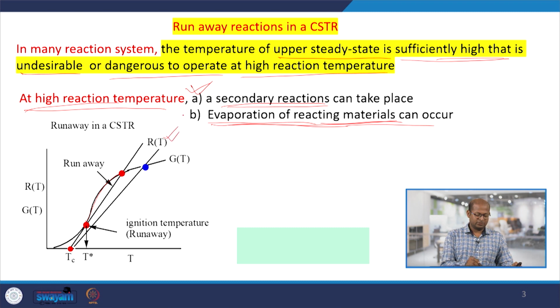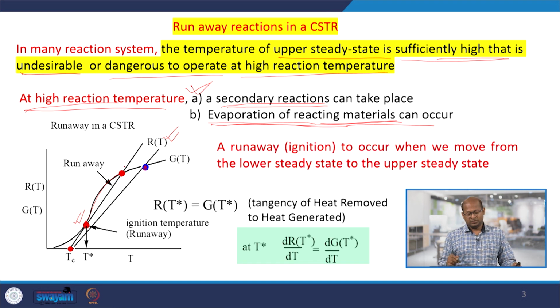This is very good, but here the steady state temperature is also very high. If we operate the reactor at these conditions, this is a steady state, but there is an ignition temperature. If there is a slight increase in the reaction temperature, it will reach this temperature. So here is the runaway or ignition when you move from the lower steady state to the upper steady state. The ignition or runaway occurs in between.